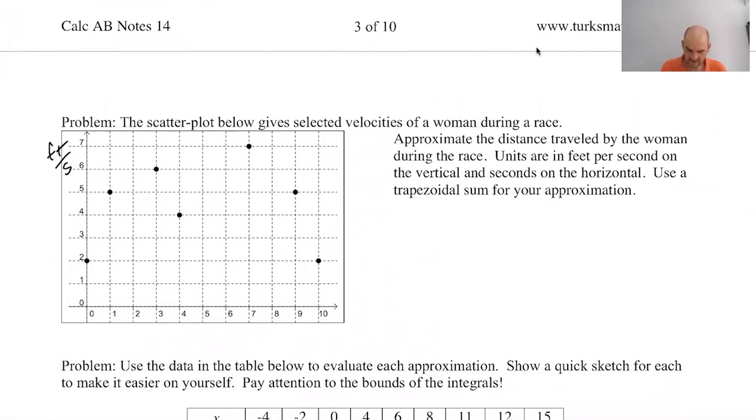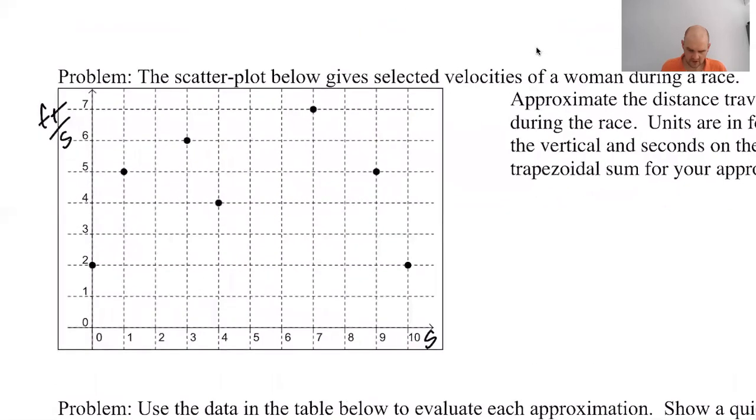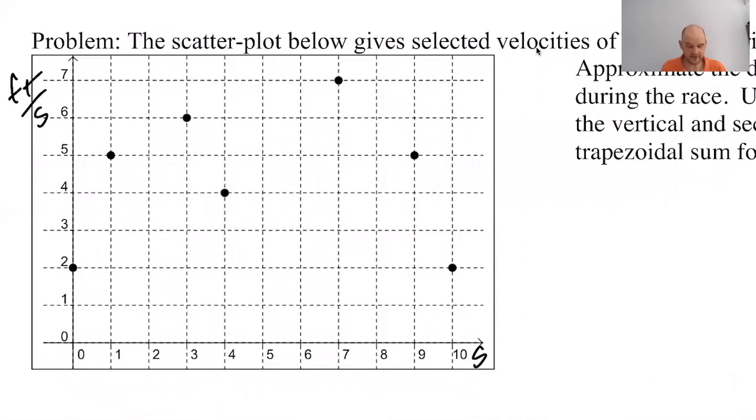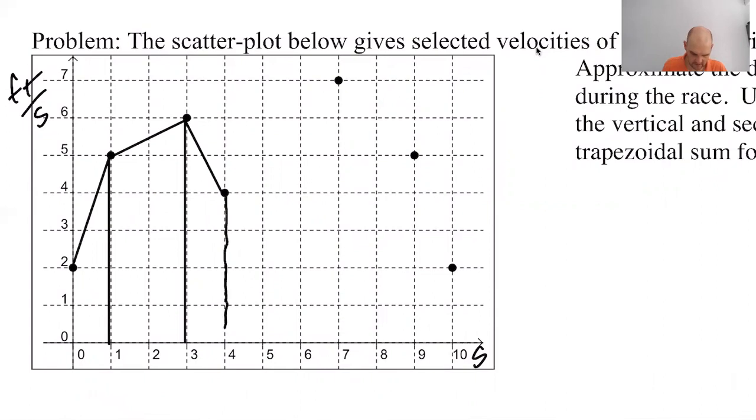Seconds on the horizontal, clearly. And then use a trapezoidal sum. I think it's a good idea to draw them. So we don't need to go crazy here, but one trapezoid. It's so annoying. It's impossible to line these up. I don't really know why. There's something wrong with me. It's not you, iPad, it's me.